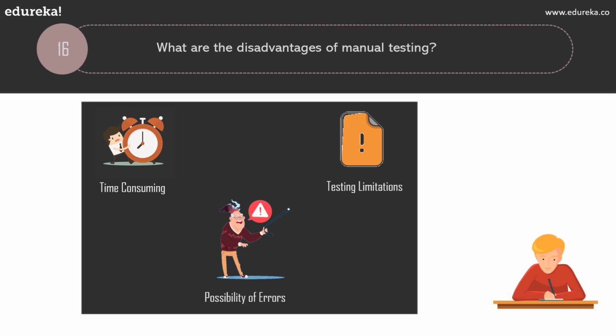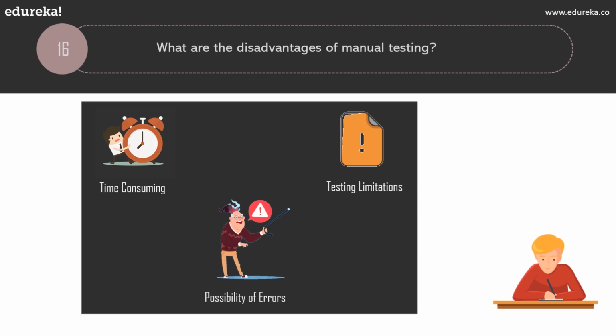Then you have testing limitations. You can't apply manual testing for performing load and performance testing. To check the performance of an application using manual testing, you require a lot of users and gadgets, which again increases the cost of the testing. So it's better to go for automation in that case.